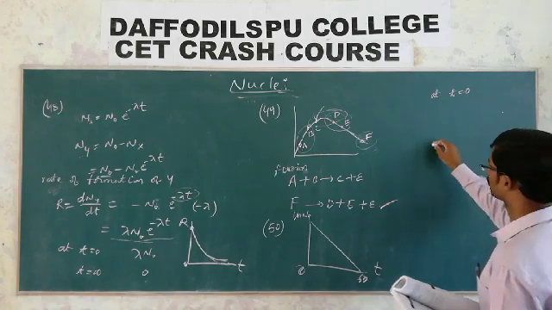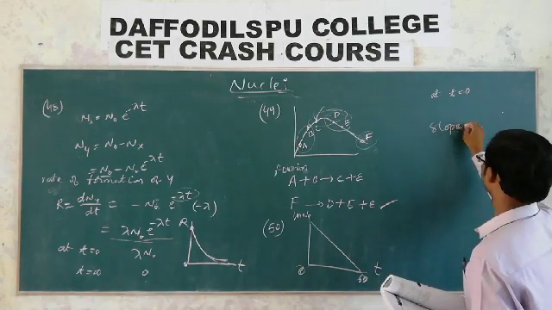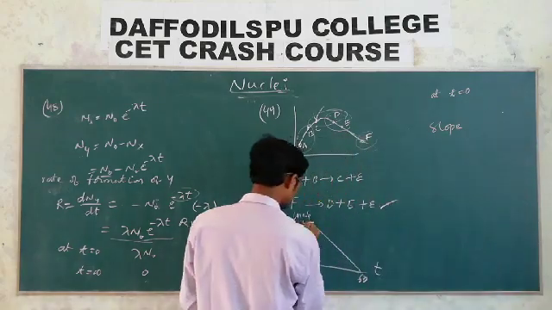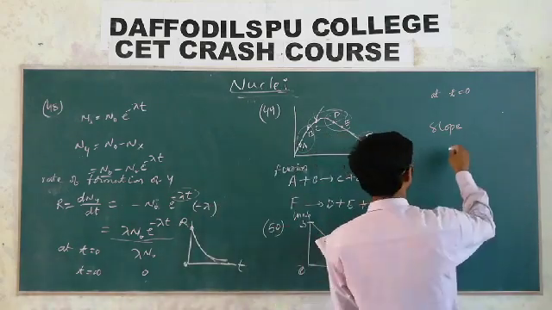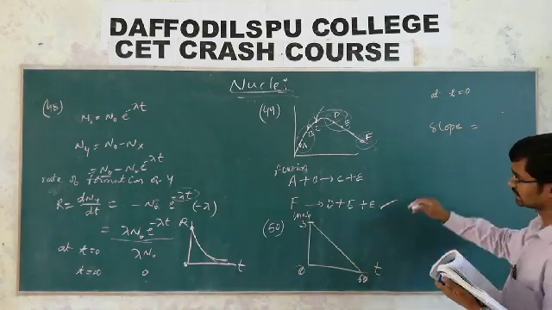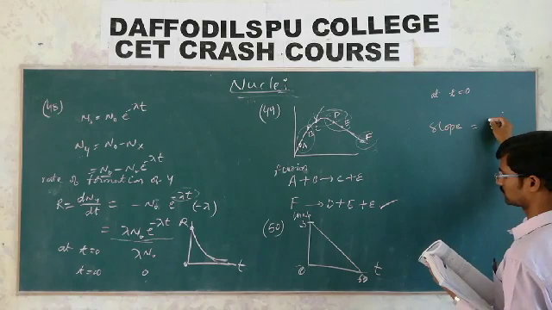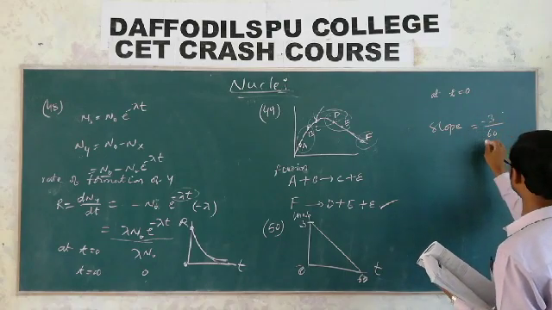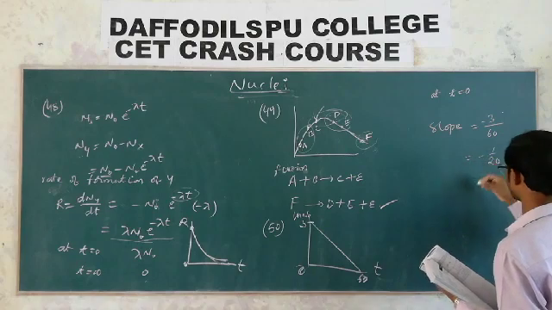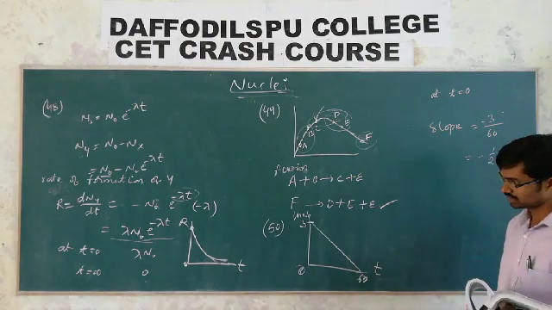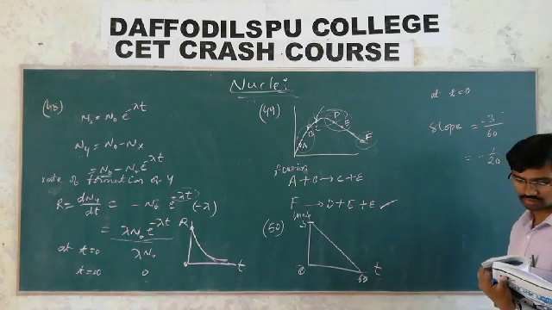At t is equal to 60, and this is Ln N naught value. Let us take the slope. What is the slope here? They have given it as 3 over 60. Then the slope is negative, minus 3 by 60, that is equal to minus 1 by 20. Slope is y2 minus y1 by x2 minus x1, 3 by 60.